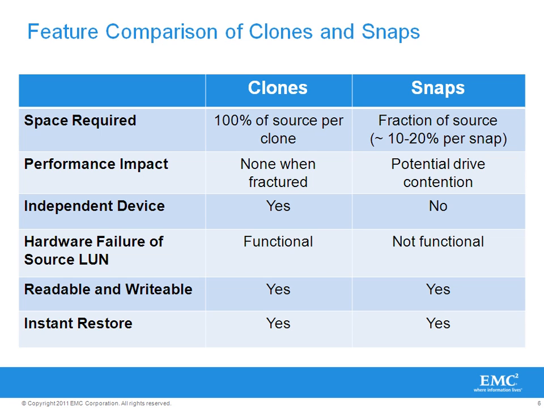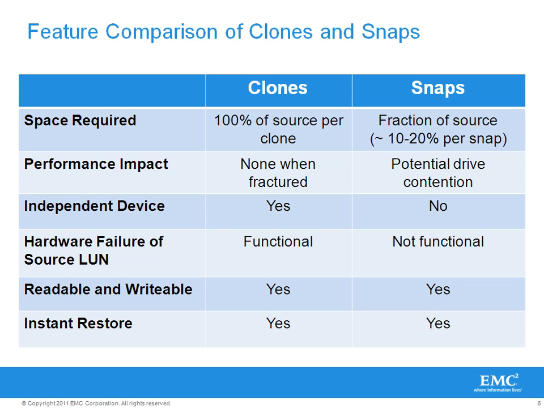Performance impact. Due to clone being a full copy of source, once it is fractured, it will service parallel I/O without incurring any performance impact on the source. However, a snapshot will have some performance impact due to spindle contention when reads by secondary host or copy on first write operations are directed on the source LUN. Independent device. Clone is an independent device once it is fractured, whereas snapshot is not an independent device because it requires the source LUN for its operation.